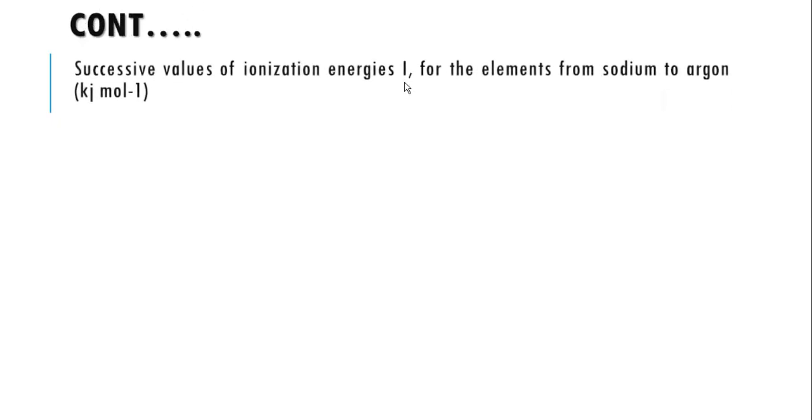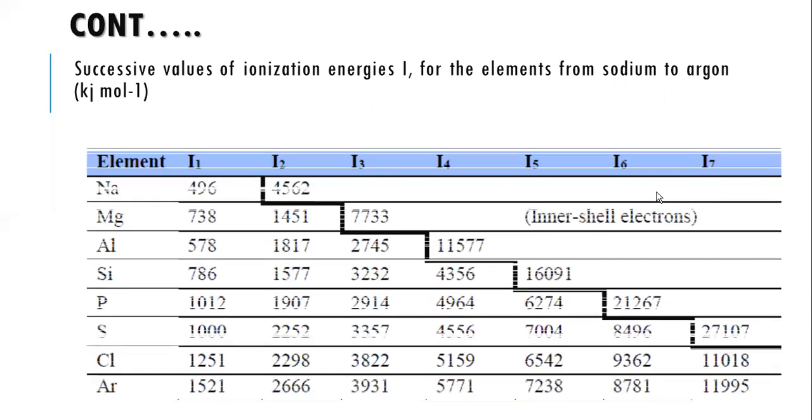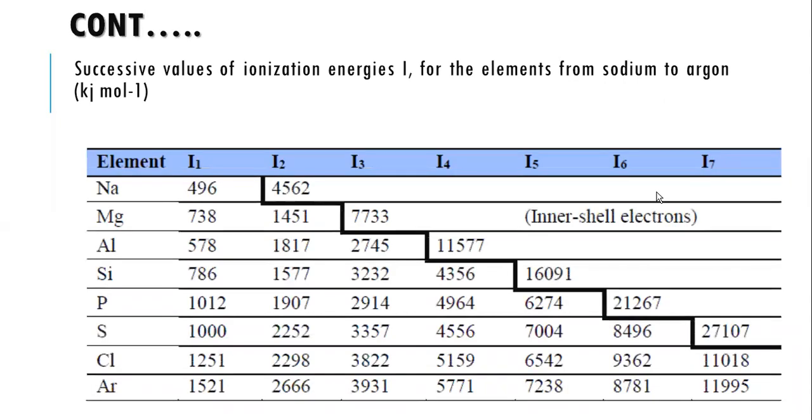So according to this, now we are going to see the successive values of ionization energy I for the elements from sodium to argon. You will study the trend of the ionization energy at the end of this session. Now I'm just talking about the electronic energy levels of the atom according to the ionization energy. I'm just taking only the, sorry, the third period. So look here. This is sodium to argon, your third period.